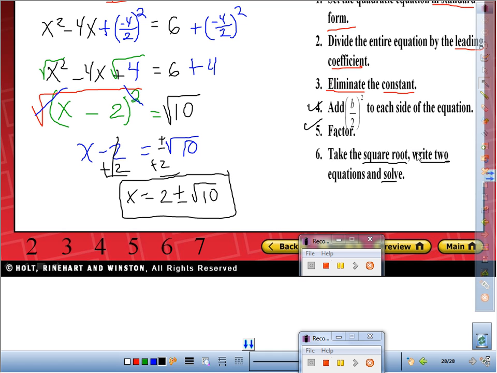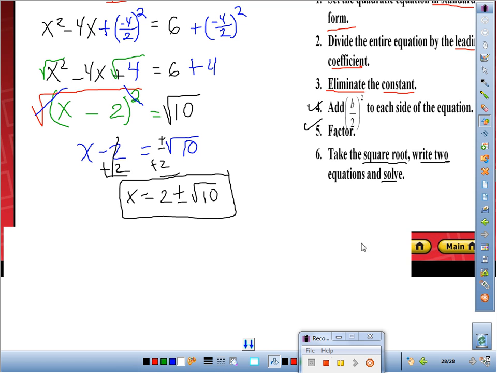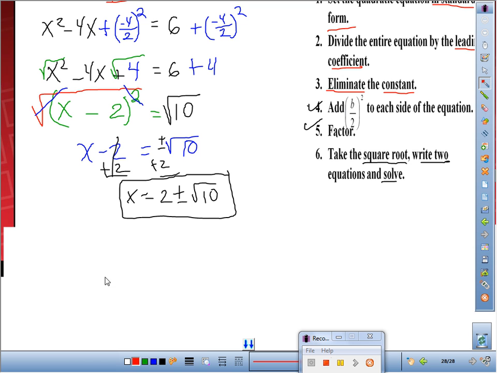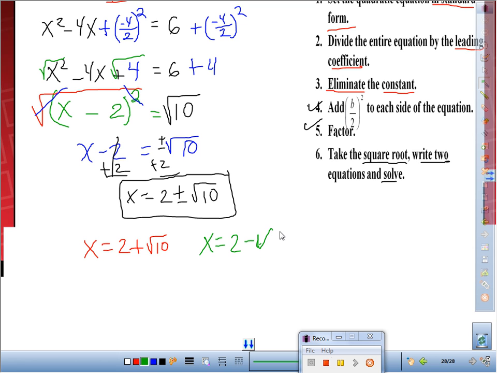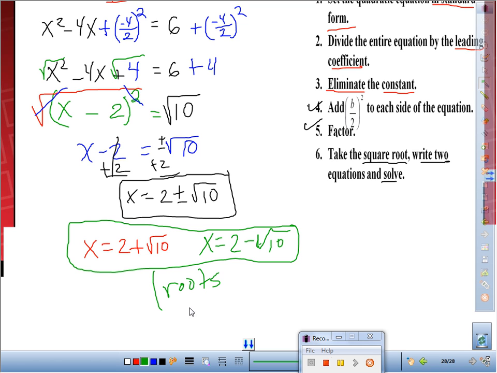We're done. Here we don't need to do two equations. If we were to do two equations, let me write them out so you guys can see them. What would be my first equation? x equals what? 2 plus square root 10. And what is the second one? x equals 2 minus square root 10. And these are my roots.